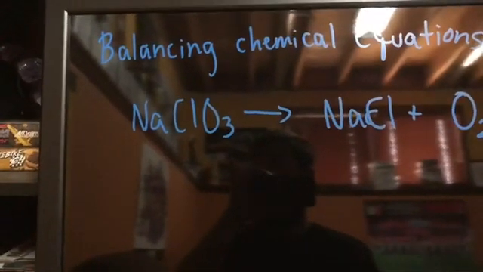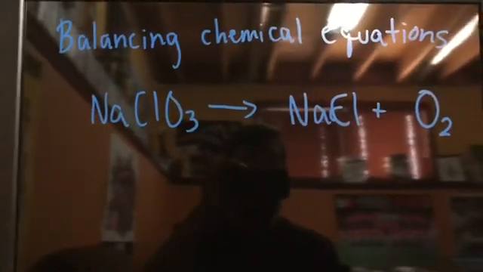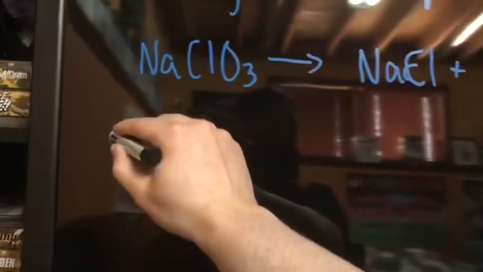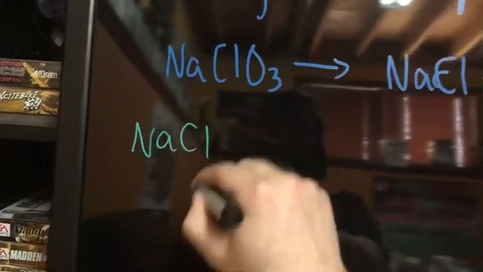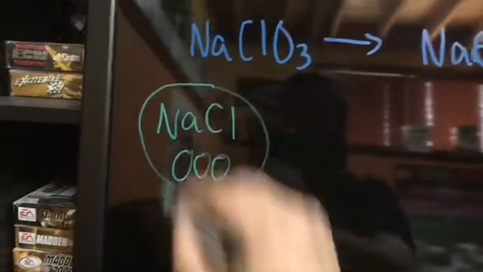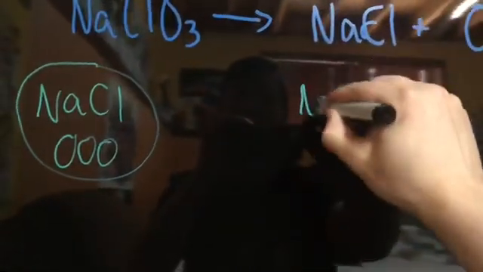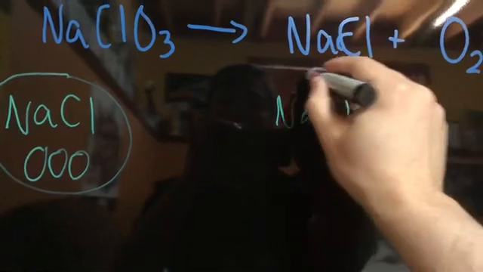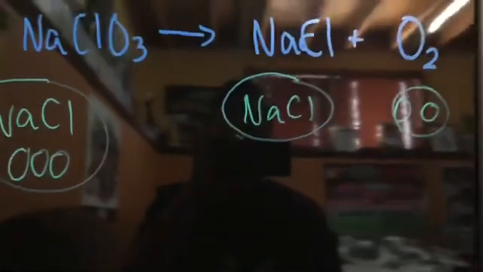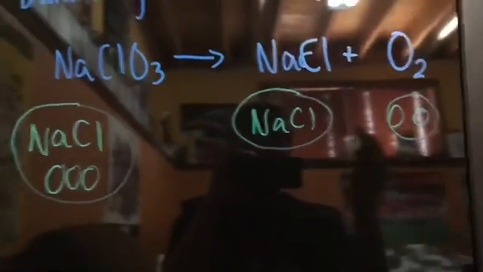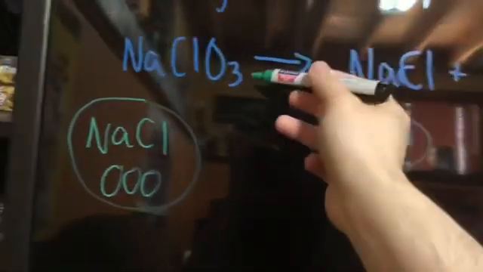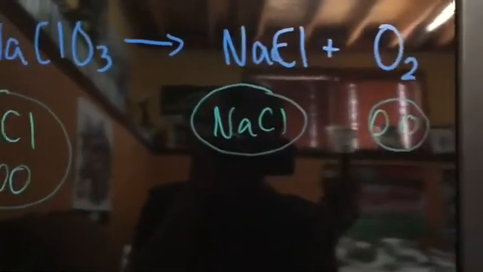This is also part of the assignment, so I think that it's the easiest way to visualize what's going on here. So we have NaCl and then 3 oxygens, and that's one big molecule there. Here we have NaCl, and here we have 2 oxygens. So what we want to do is add more oxygens here because we only have 2 and we have 3 on this side, so we have less on the right.